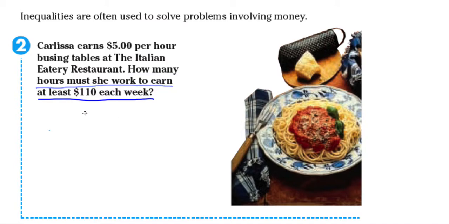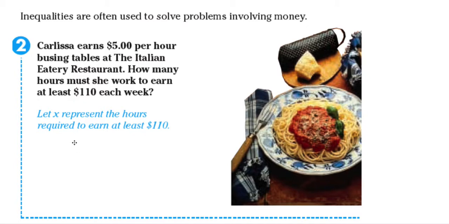So in defining a variable, what do we always start with? A let statement. Let x represent the hours required to earn at least $110. Now we define our variable, we create our inequality: 5x is greater than or equal to 110. Why 5x? Because 5 represents $5 per hour that she works bussing tables. Okay? And x represents the number of hours.